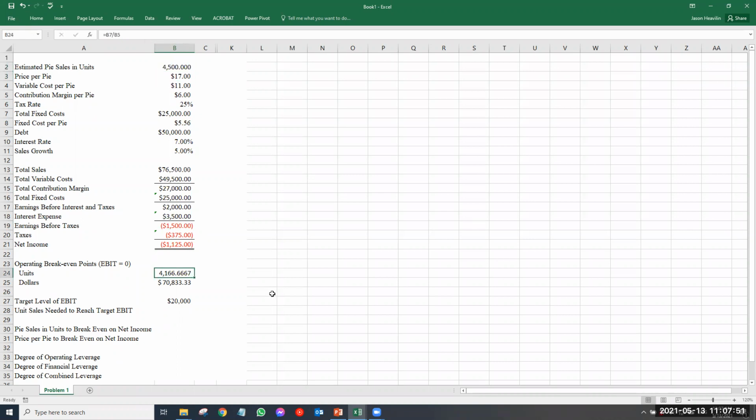All right, so now we know that that's the minimum amount of pies I should sell. So this number, operating profit, does not go in the negative. And this is the same value, but in dollars instead of units.